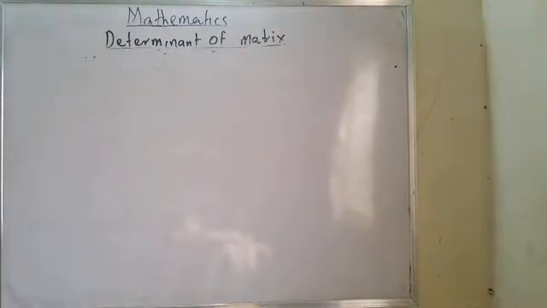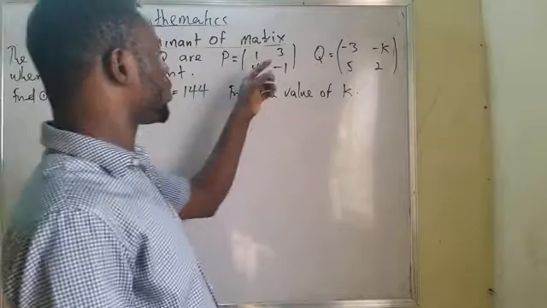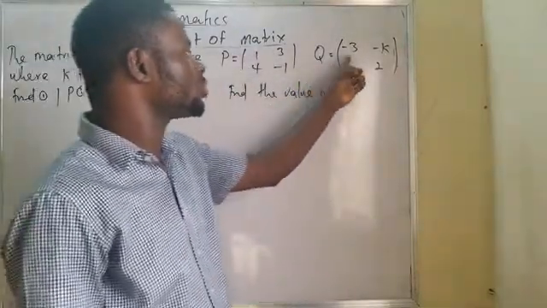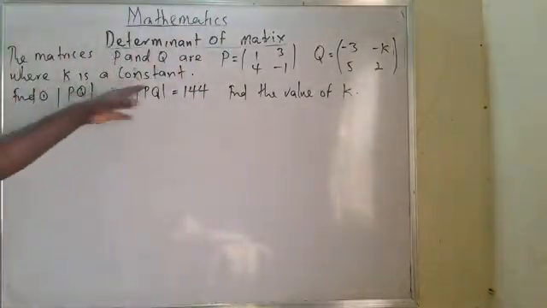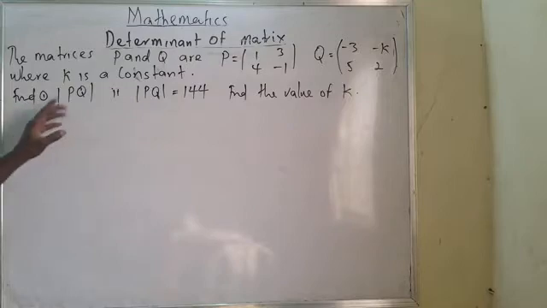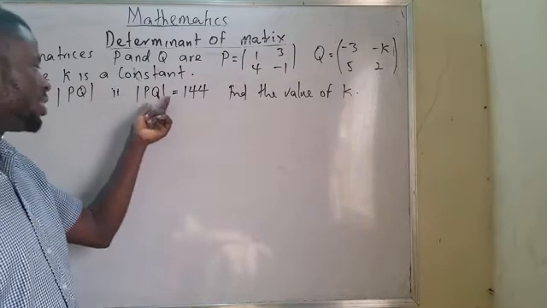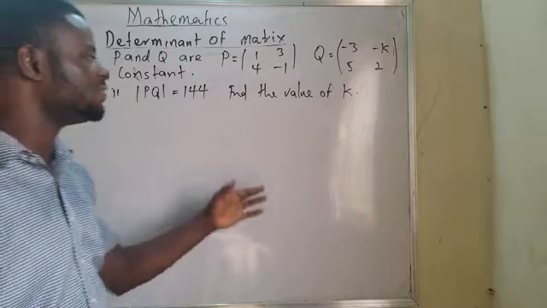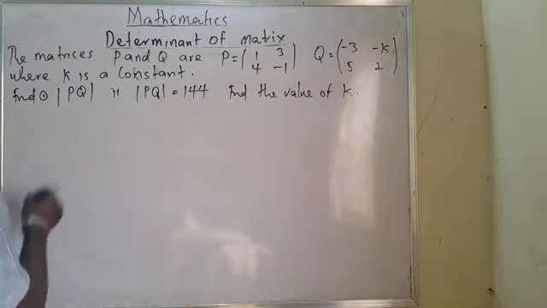Now, let's look at the question together. Oh, look at this question. It's a very nice one. The matrices P and Q are P equals 1, 3, 4, minus 1, and Q equals minus 3, minus k, 5, and 2, where k is a constant. Find one, the determinant of P and Q, which is P times Q. Two, given that the determinant of PQ equals 144, find the value of k. That is what we are going to find here. It's a very simple one, but let's try to solve it.